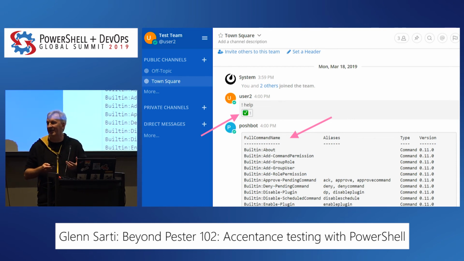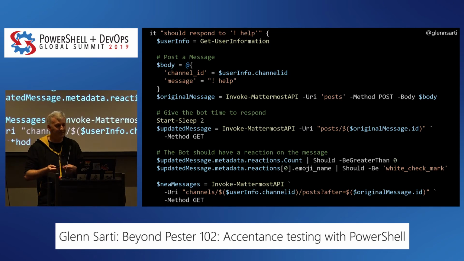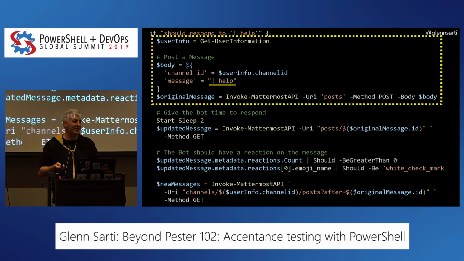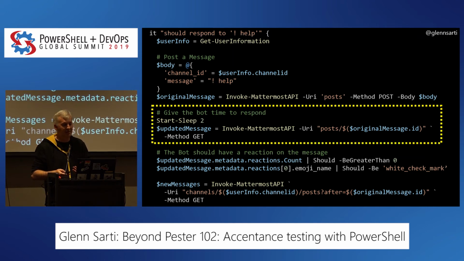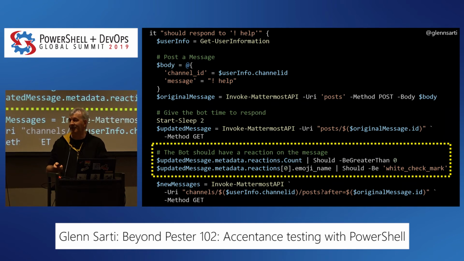And we can turn this workflow into an acceptance test. This is the equivalent in Pester code. First, we get some information about our test user, what channels it has, tokens, and things like that. We then craft a message to the Mattermost API submitting the message, !help. We then wait a few seconds and then query Mattermost to give us information about the message I just sent. And now we can actually start our assertions. That little tick box was a message reaction. So we can check that the updated message actually has at least one reaction, and that the reaction is what we expect, white check mark.